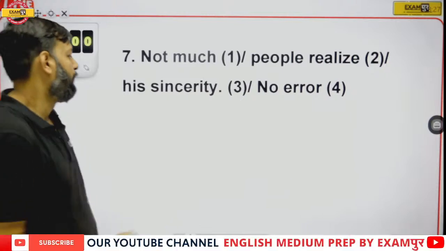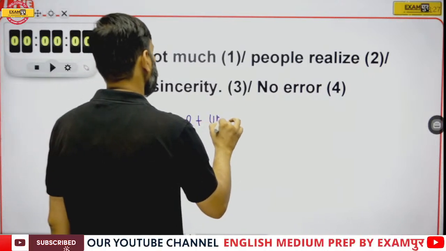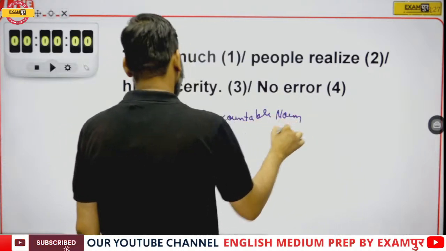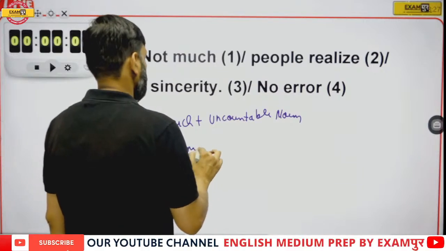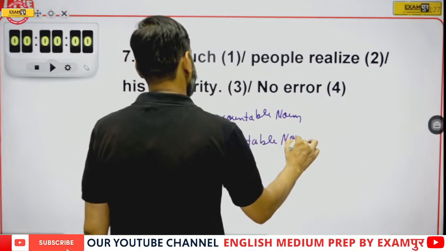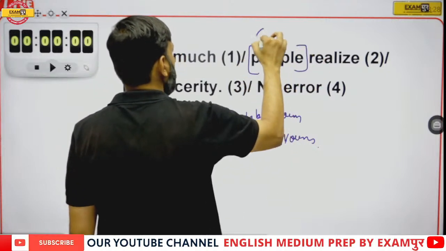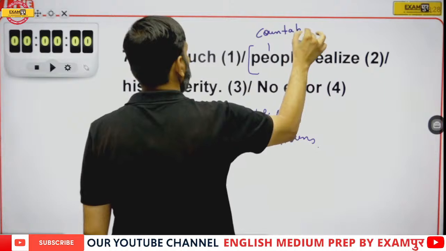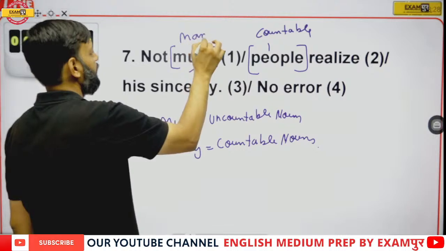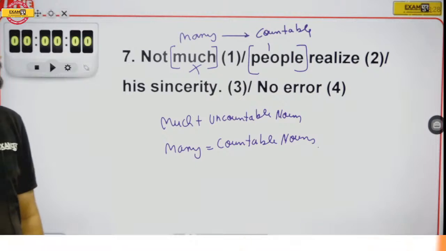See, much is used with uncountable nouns, whereas many is used with countable nouns. So here we have people, which is countable. So much will be replaced by many, because with countable nouns we use many.